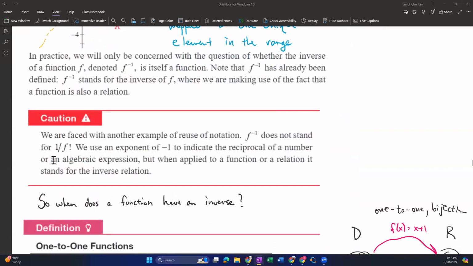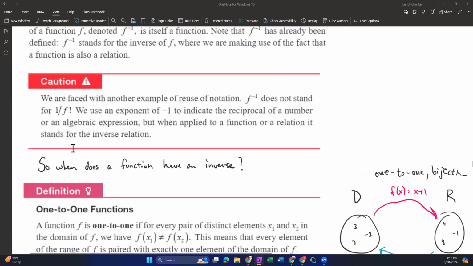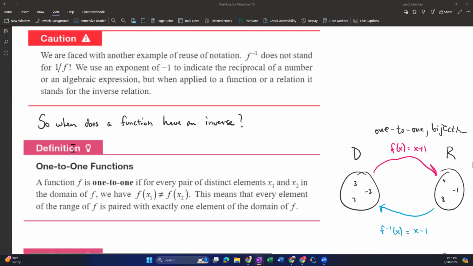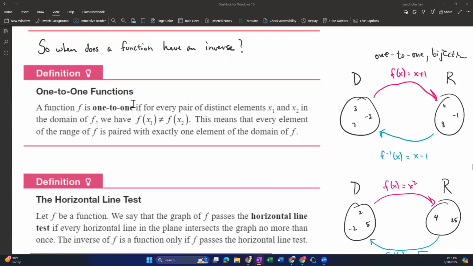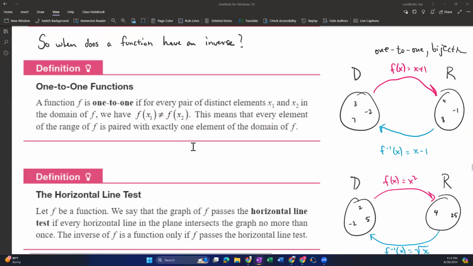This notation definitely doesn't stand for 1 divided by f. We already talked about that. Okay, the question is, when does a function have an inverse? I just started talking about one-to-one functions, utilizing a horizontal line test as well.